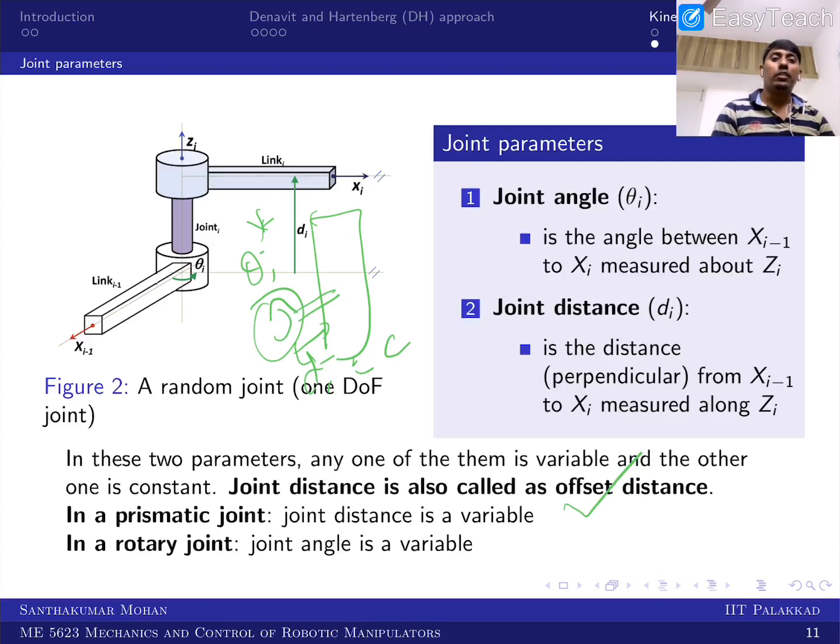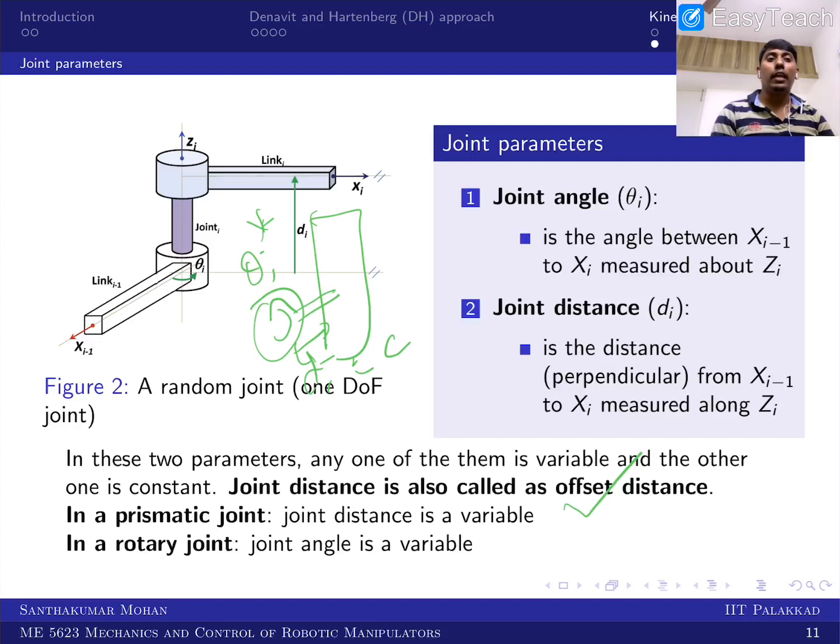So again I am just recapping. Denavit and Hartenberg made several assumptions. One assumption is that every link has only 2 joints, so it is a binary link, and every joint allows only 1 degree of freedom, in the sense that it can be either translation or rotation. The third thing is that we use the right hand rule. And the fourth thing is that we describe it with only 4 parameters.